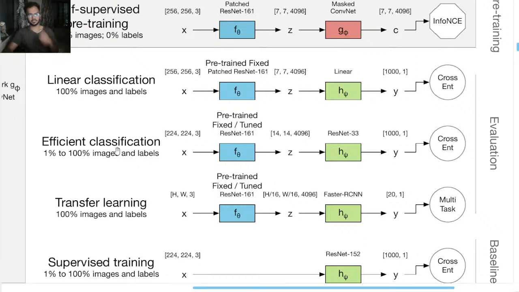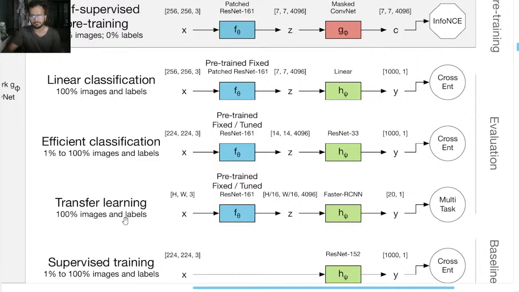Second is efficient classification. They tried different percentages of labels available from the dataset, from 1% to 100%, and they removed the fixed. Sorry, this could be either fixed or tuned, but in most of the diagrams that they have shown, they are also fine tuning this network. So the weights are not frozen in this scenario. Same images will be passed, you'll get their feature representation, then you pass it through a model, ResNet 33, and you do the same thing with the cross entropy loss.